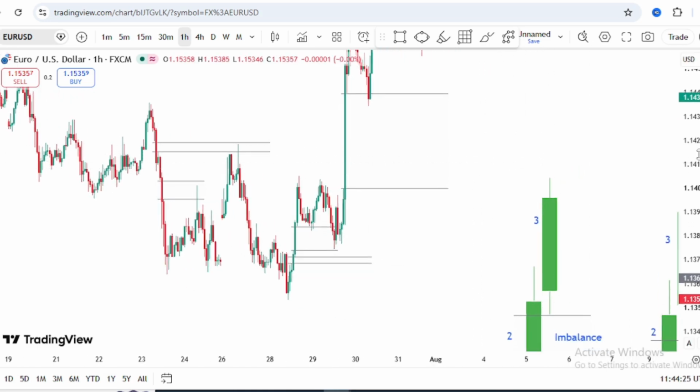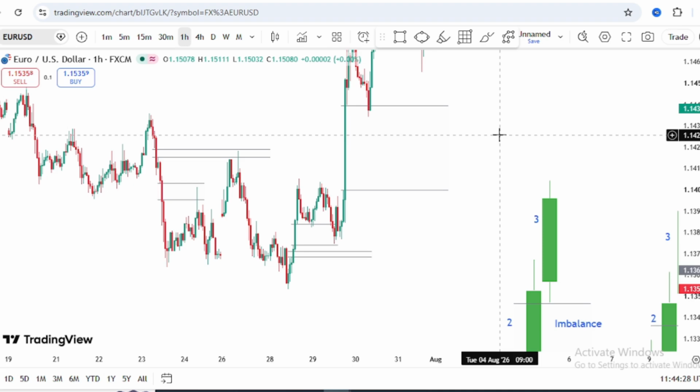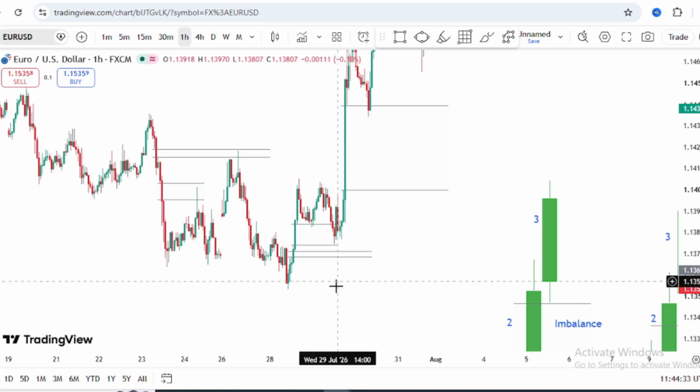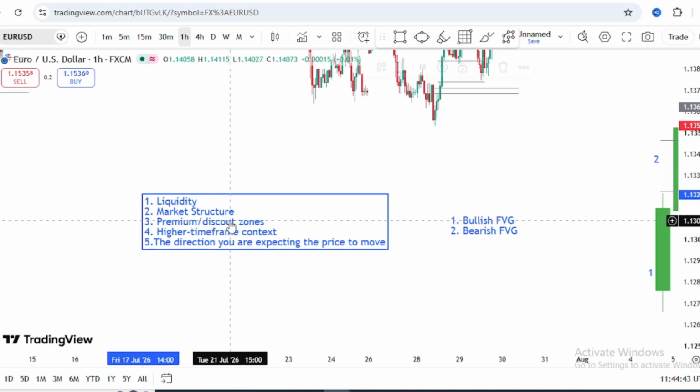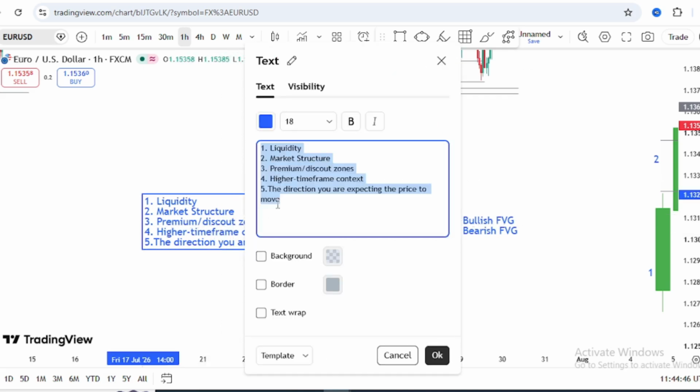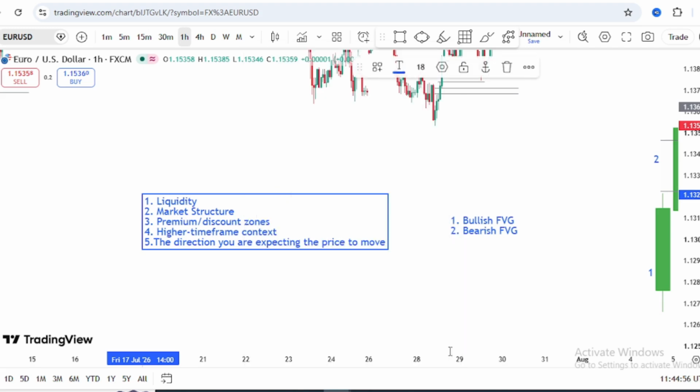And there are things you should take note of before choosing a fair value gap. Let me show you. Number one is liquidity. Number two is market structure. Number three is premium or discount zones. Let me make this correction. Discount zones. Look at higher time frame context and the direction you are expecting the price to move.